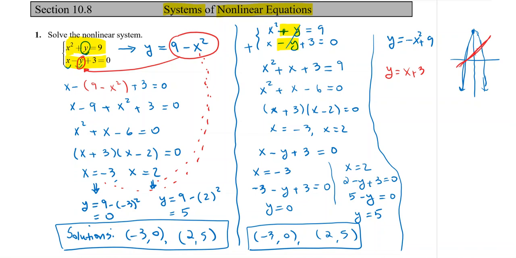And you can see the points of intersection. One there and one there. And that's exactly what we found for our solutions. -3, 0 and 2, 5.